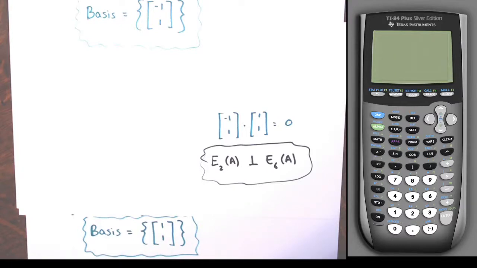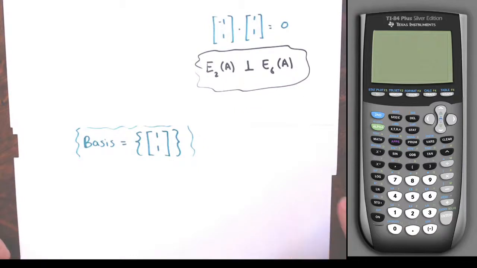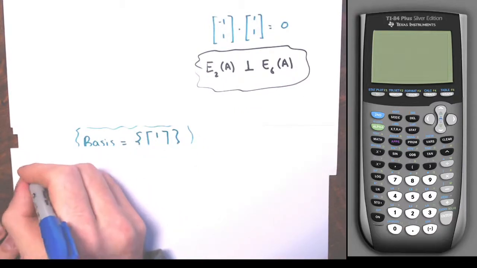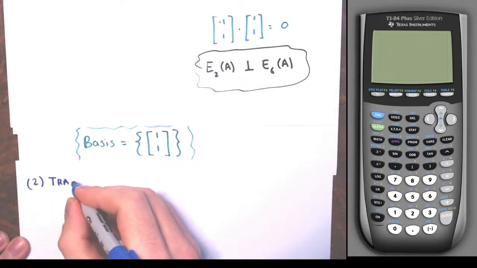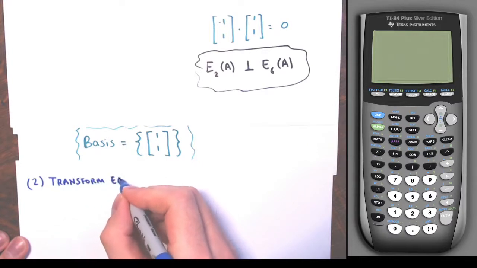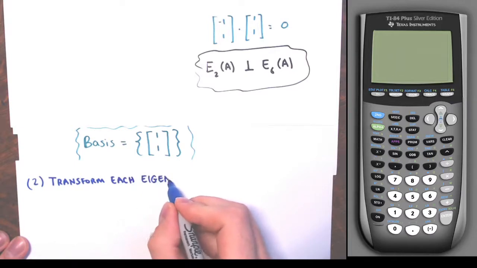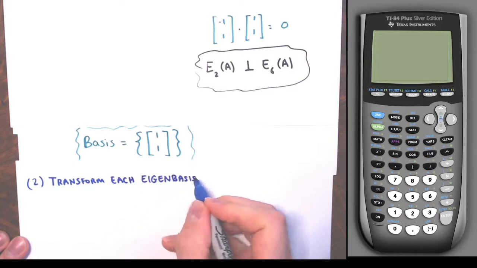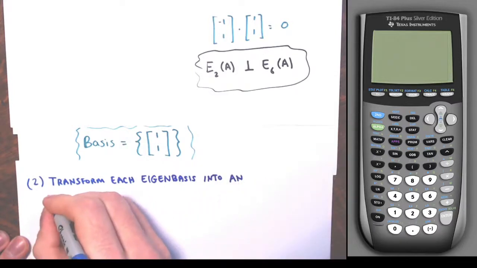And then part 2 is to transform these bases into orthonormal sets using Gram-Schmidt if necessary. So step 2 is, I'll just say, transform each eigenbasis into an orthonormal set, into an orthonormal basis.